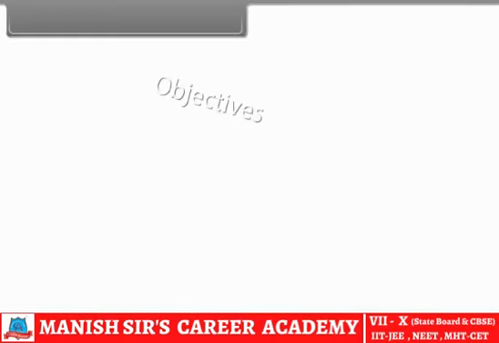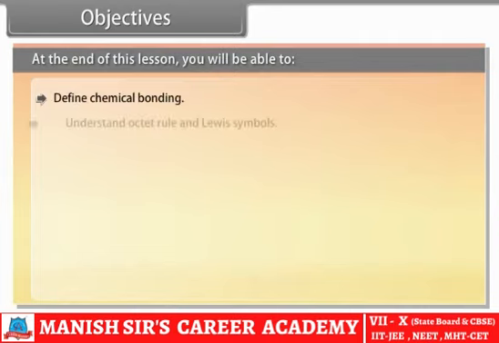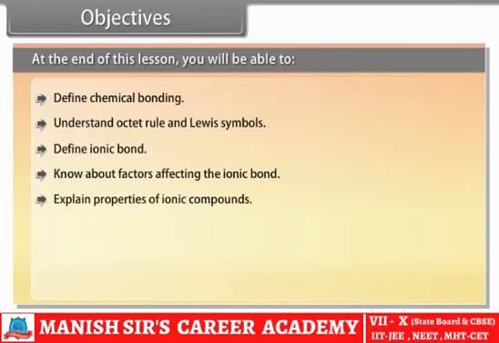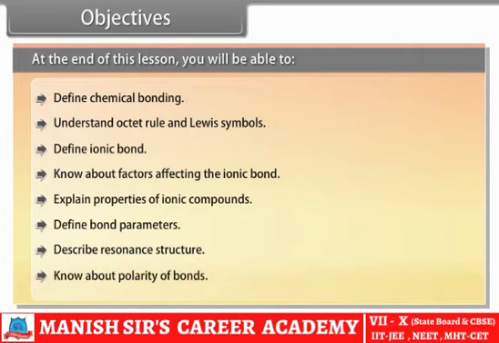Objectives. At the end of this lesson, you will be able to define chemical bonding, understand the octet rule and Lewis symbols, define ionic bond, know about the factors affecting the ionic bond, explain properties of ionic compounds, define bond parameters, describe resonance structure, know about polarity of bonds.